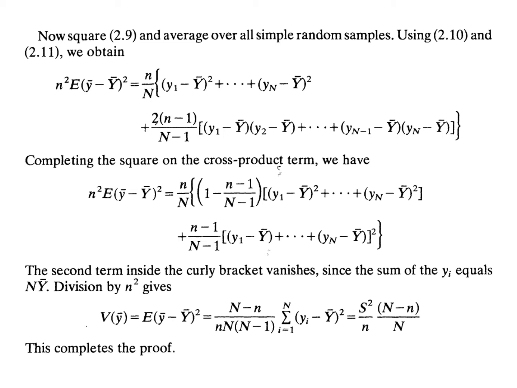For the second term inside the bracket, since the sum of the y_i equals N times Y bar, dividing by n squared gives us the theorem: V(y bar), the variance of the sample mean, equals the expected value of (y bar minus capital Y bar) to the power 2, which is equal to (N minus n) over (N n) multiplied by 1 over (N minus 1) times the summation from i equals 1 up to N of (y_i minus Y bar) squared, which equals S squared over n times (N minus n) over N.